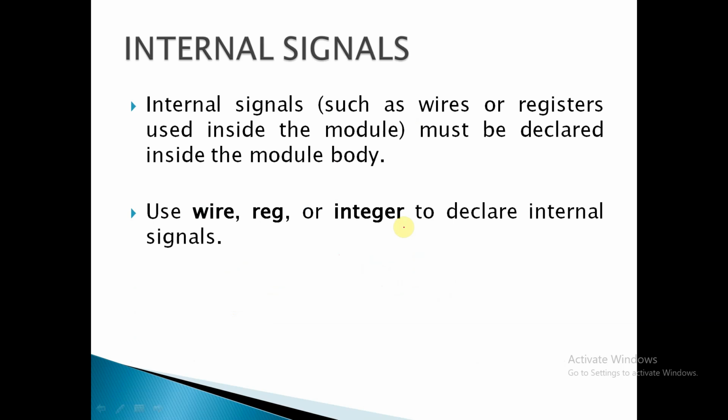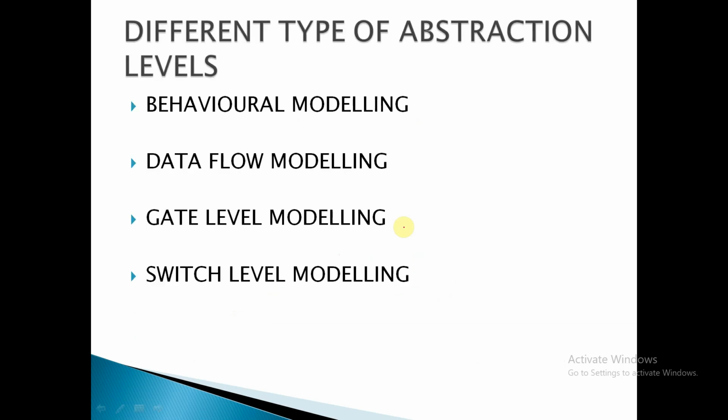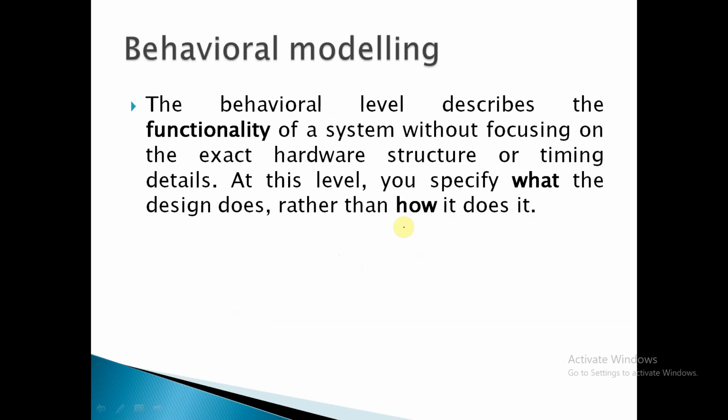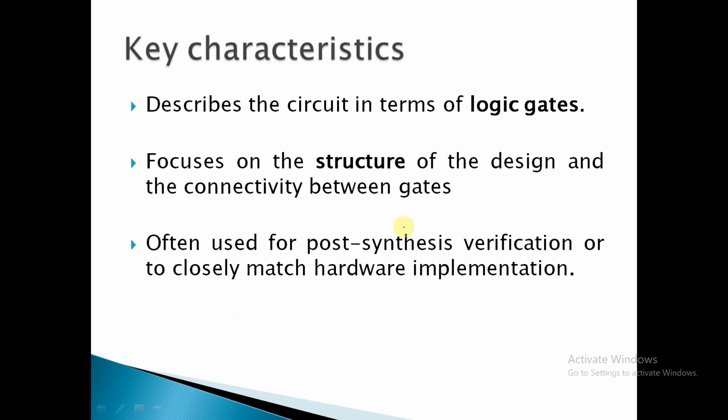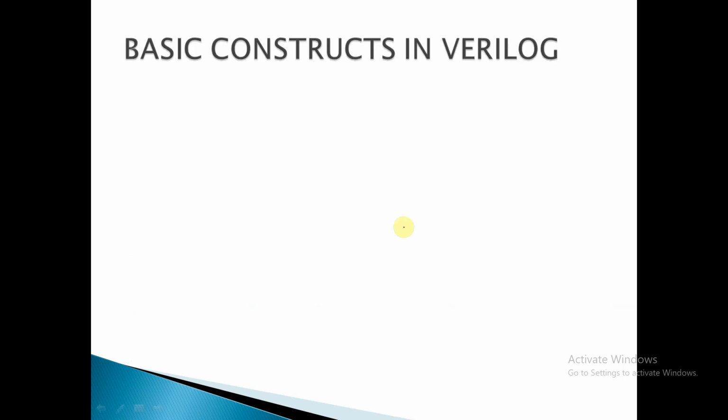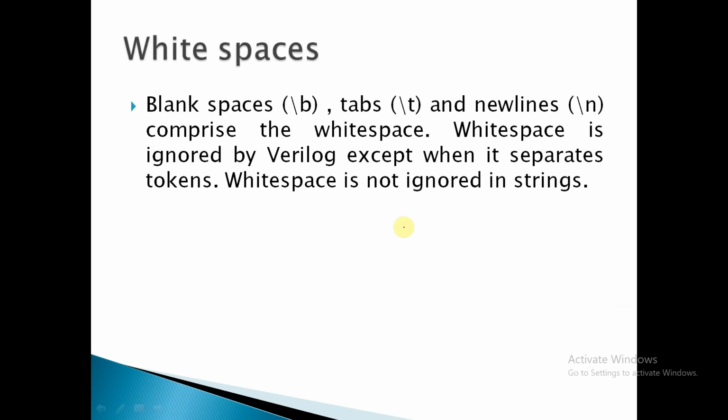In the next session we will start with the keywords. We will see what is meant by wire, what is meant by reg, and what is meant by integer. Okay, and we'll start with the different types of abstraction levels which are present, and we will see what these different abstraction levels are. And after that we will start with the basic constructs.